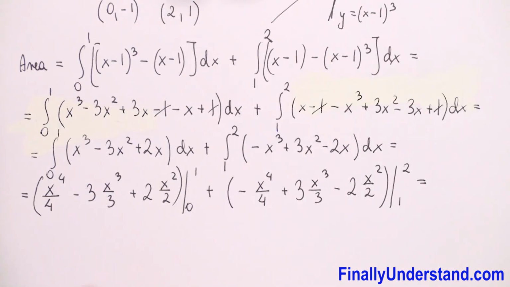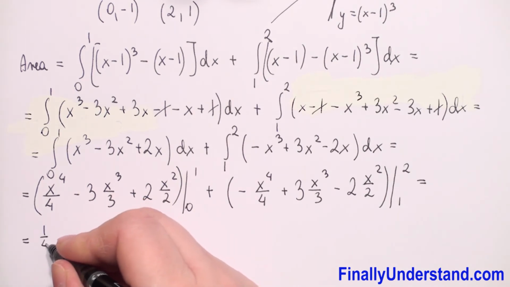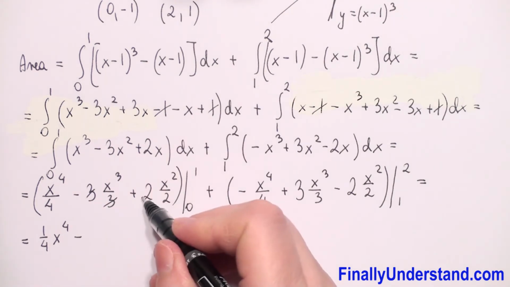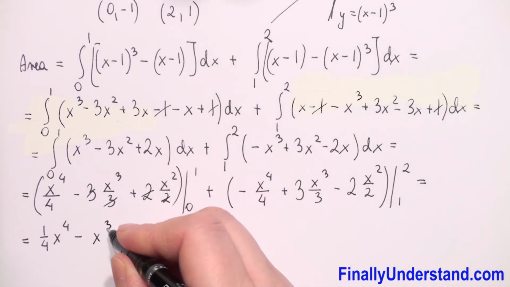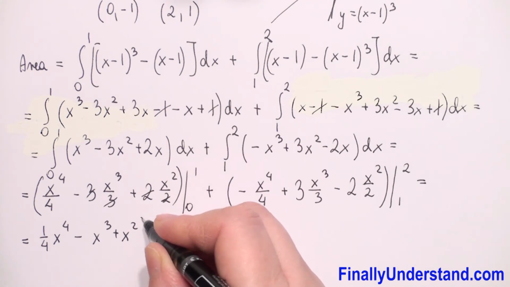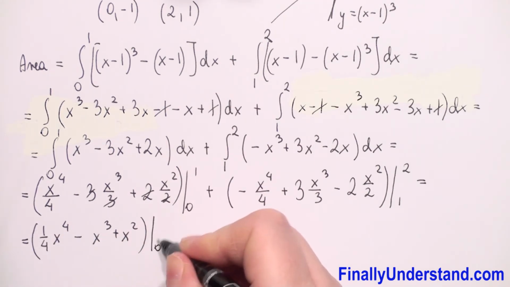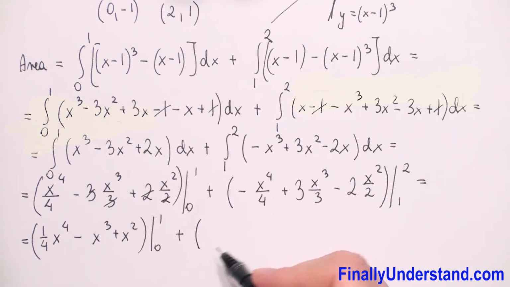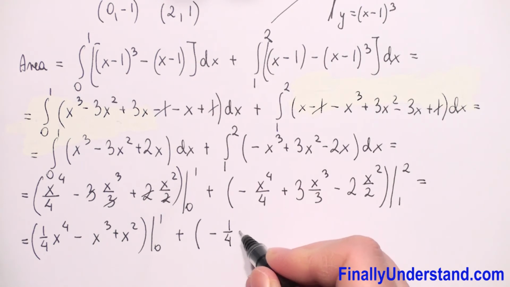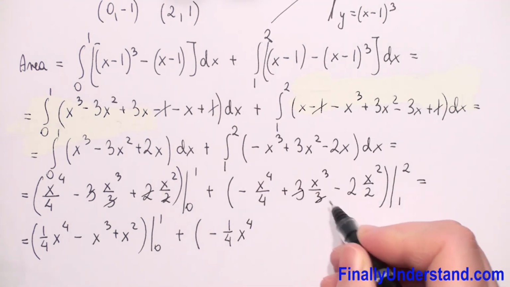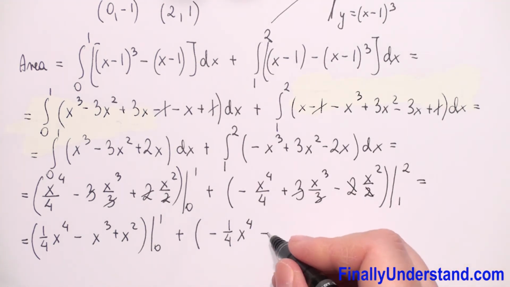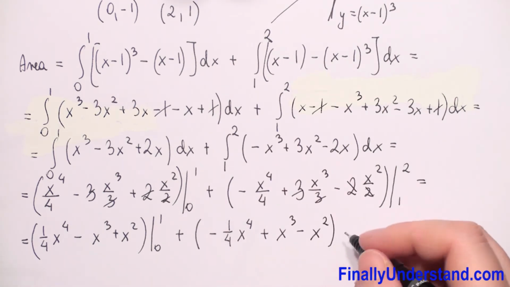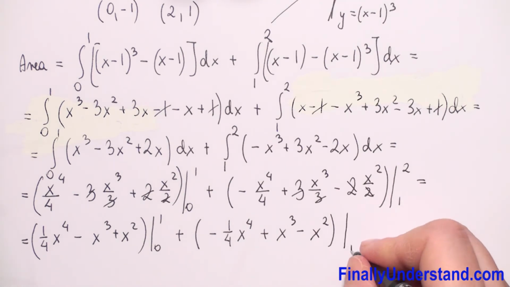This is equal. We have 1 over 4 x to the fourth power minus, 3 and 3 we can reduce, 2 and 2, so we have x cubed plus x squared, limits from 0 to 1, and we have plus negative 1 over 4 x to the fourth power, 3 and 3 will reduce, 2 with 2, so we have plus x cubed minus x squared, integration limits from 1 to 2.